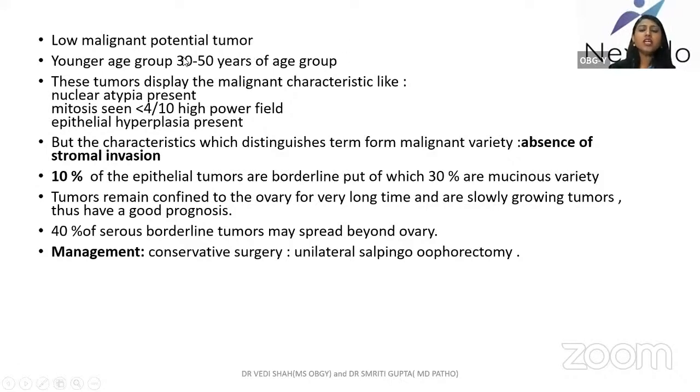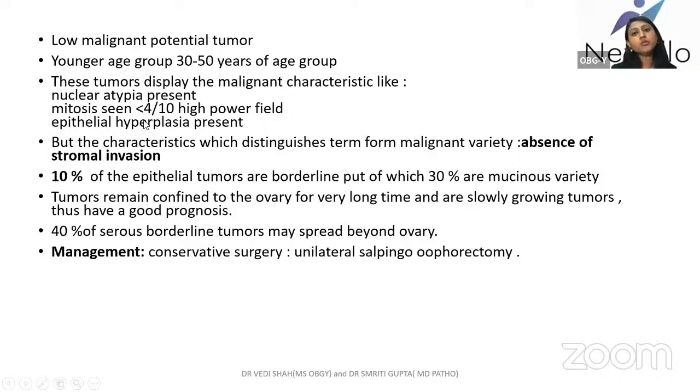Here they are low malignant potential tumors, which are seen commonly in the age group of 30 to 50 years, and they have certain malignant characteristics such as nuclear atypia, mitosis less than 4 per 10 high power fields, and epithelial hyperplasia. But the characteristic which distinguishes it from a malignant tumor is that it does not show stromal invasion, which is very much required for any tumor to be malignant.